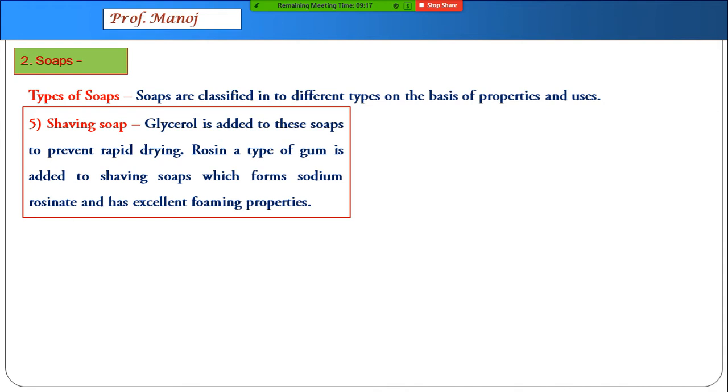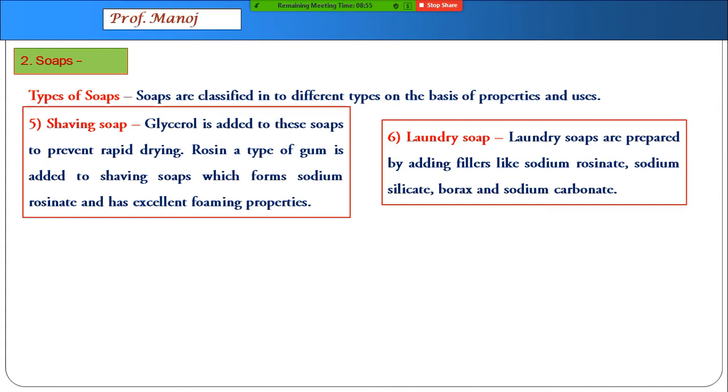Another type is, of course, shaving soaps. Glycerol is kept in these soaps. Also, a gum called rosin is added. Due to rosin, it forms a chemical called sodium rosinate, which gives the foam lather needed for shaving purposes. Laundry soaps usually contain the same sodium rosinate, along with sodium silicate, borax, and sodium carbonate. They are usually mostly sodium soaps or hard soaps.